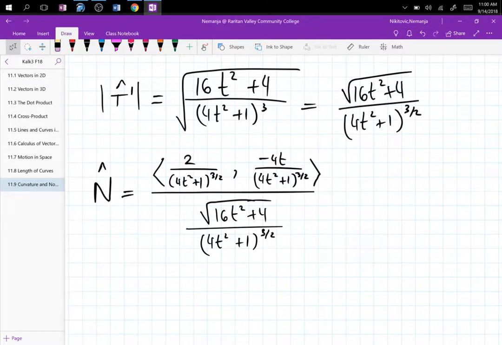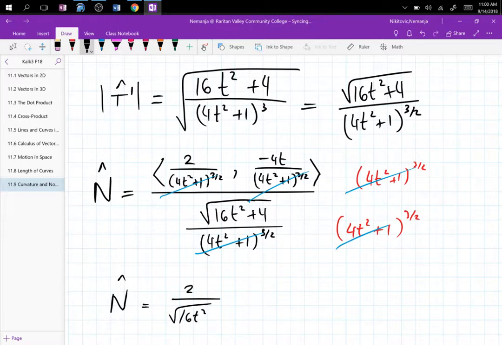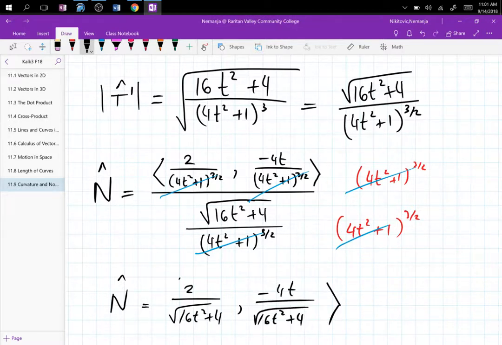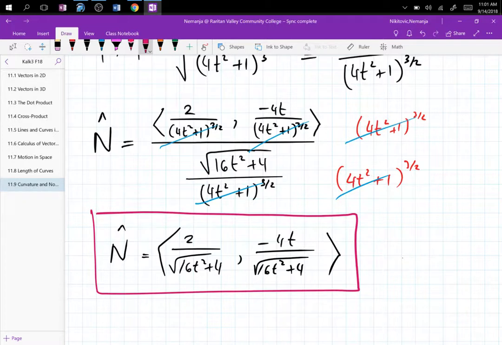Now the amazing thing is that the denominators are the same. If you multiply top and bottom by (4t squared plus 1) to the 3/2, they all just cancel, leaving the normal vector as 2 over the square root of 16t squared plus 4, comma, negative 4t over the square root of 16t squared plus 4, and that is the answer.